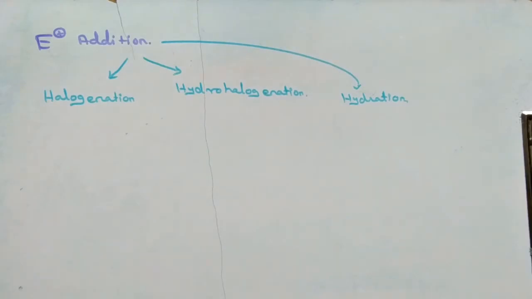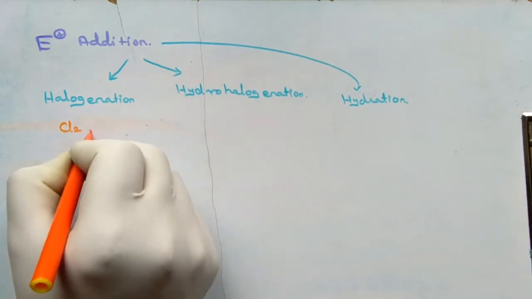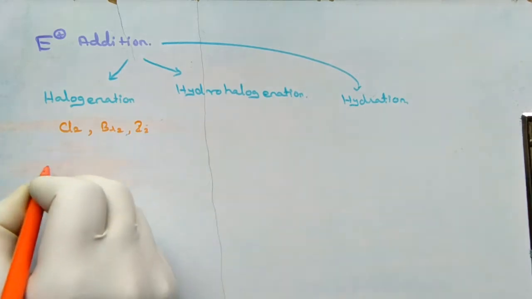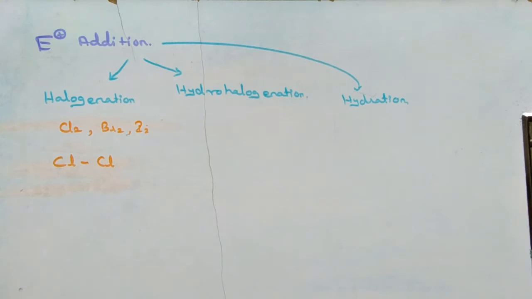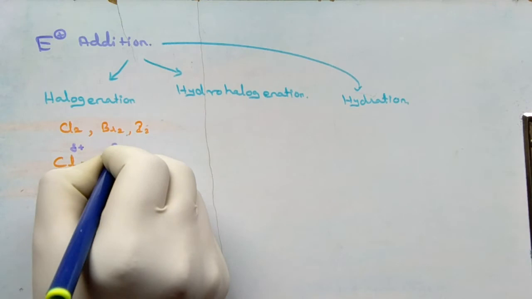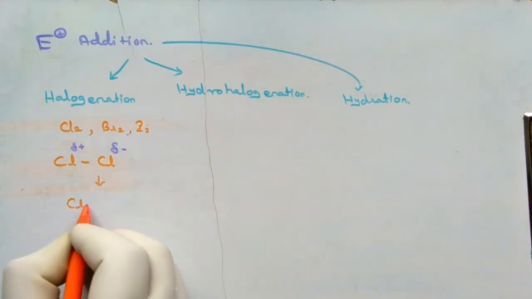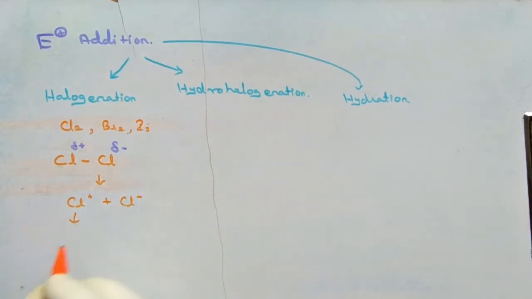So these are the three types of electrophilic addition we are going to see in this video. First, halogenation. Halogenation is nothing but addition of halogens like chlorine, bromine, iodine. For example, in a chlorine molecule there are two chlorine atoms. Even though they both are the same, they will have partial positive and partial negative charge. So when they are dissociated, we will get Cl+ and Cl-. Here the Cl+ is the electrophile and Cl- is the nucleophile.